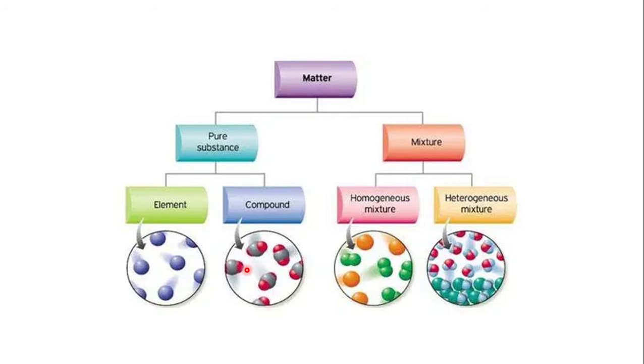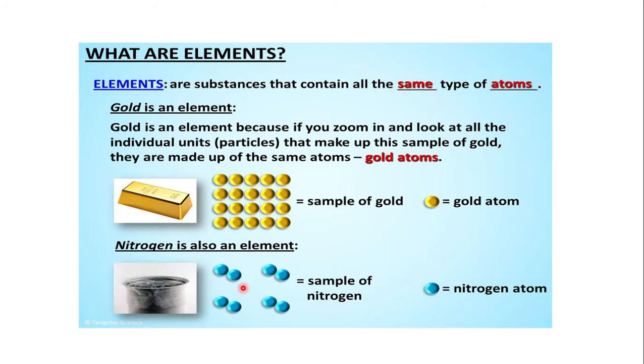So this year we are going to concentrate on elements and compounds in detail, which are nothing but the pure substances in chemistry. So it is based on the type of atoms which are present in them, right? So what is an element? It is a substance that contains the same type of atoms. It is a pure substance which contains the same types of atoms, similar type of atoms.